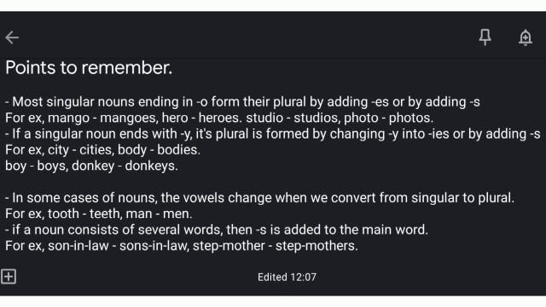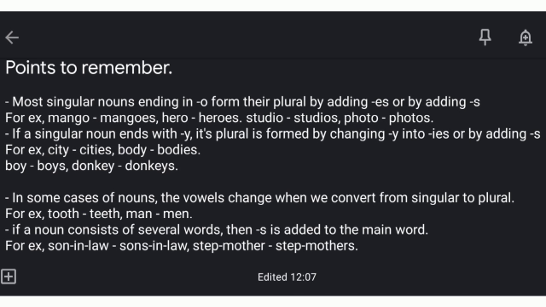In some cases of nouns, the vowels change when we convert from singular to plural. Now there are some nouns in which the vowels in the word change when we convert the singular noun into a plural one. For example, tooth, teeth. Tooth is singular, which means one tooth, and when we are converting, we don't write tooths, we write teeth. So double O is the vowel over here, and we replace it with double E. Similarly, man, men. Man has A in it. When we are converting, we replace A with E. It becomes men.